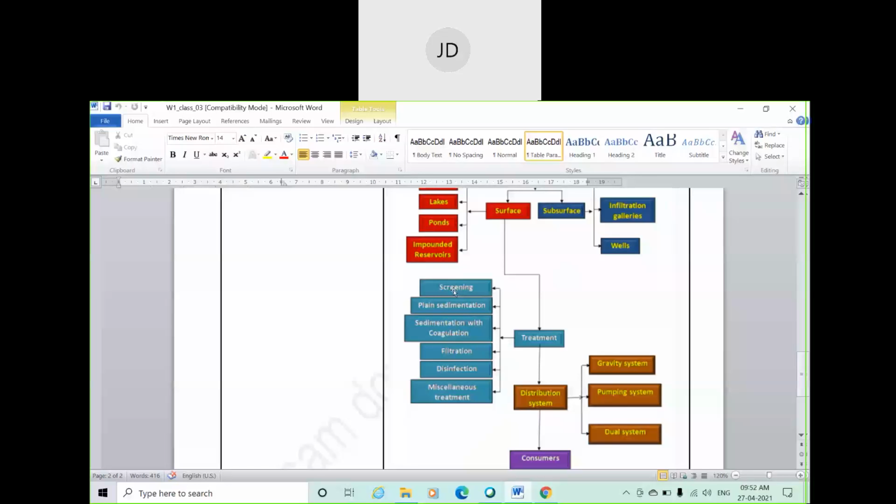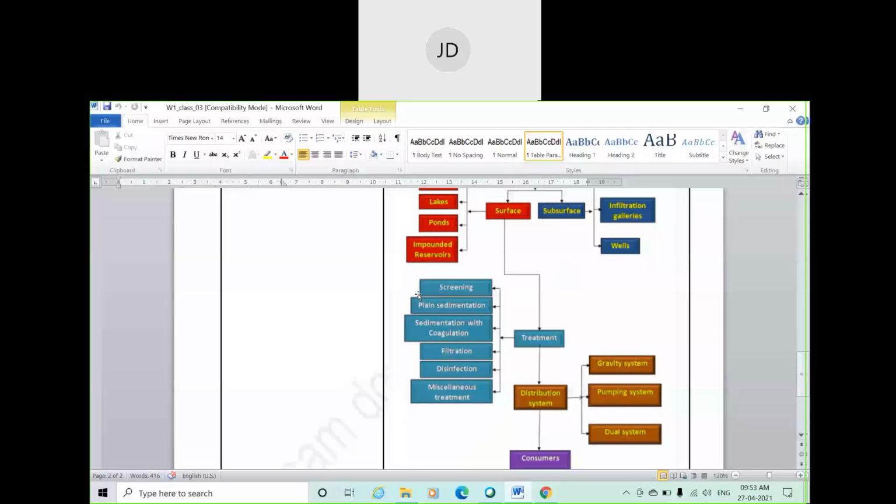So why is sedimentation provided? Even though from screening we have separated the large floating bodies, and from aeration we can eliminate impurities like heavy metals or any gases, it is not 100% impurity free. Not all impurity is eliminated by aeration. Some impurity may still be there in the water.